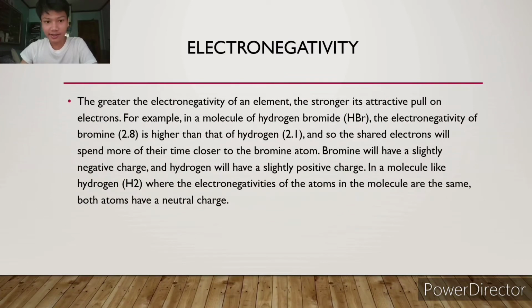The greater the electronegativity of an element, the stronger its attractive pull on electrons. For example, in this molecule of hydrogen bromide, the electronegativity of bromine is 2.8, which is higher than that of hydrogen, which is only 2.1. And so the shared electrons will spend more of their time closer to the bromine atom. Bromine will have a slightly negative charge, and hydrogen will have a slightly positive charge.